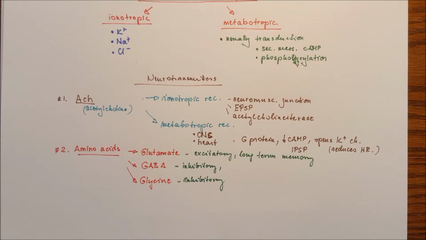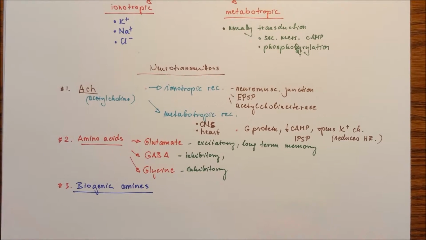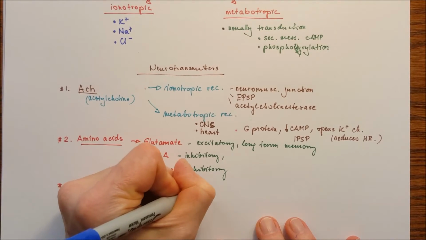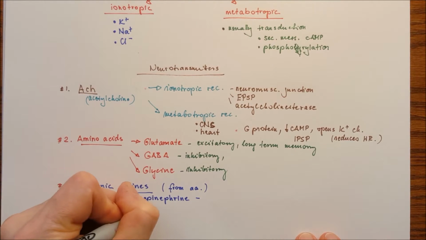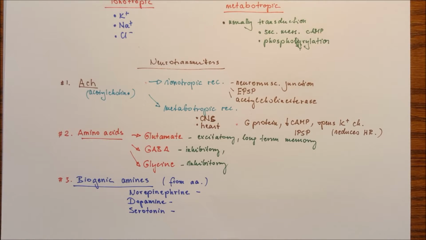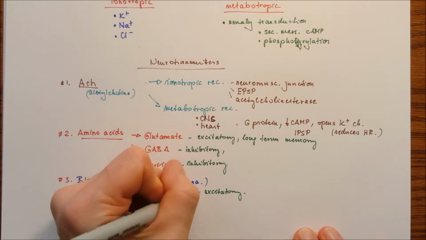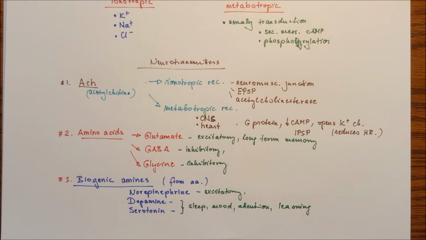The third group is the biogenic amines. They are amines synthesized from amino acids. One of them is norepinephrine that comes from the amino acid tyrosine. The second one is dopamine that also comes from tyrosine. And the third one is serotonin that comes from tryptophan. The first one is excitatory, and the last 2 deal with sleep, mood, attention, and learning.